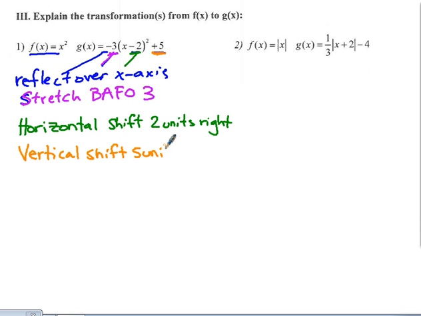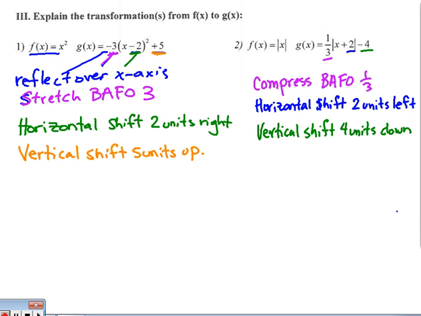5 units up. Woo, that's a lot of writing. All right. Try the next one, and then go ahead and hit pause. Try the next one, make sure you're good with it, and then the answers will just pop up. Okay, so hit pause. All right, so that's what you should have gotten.